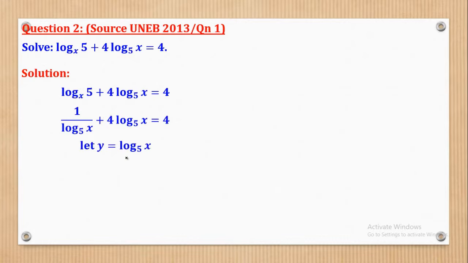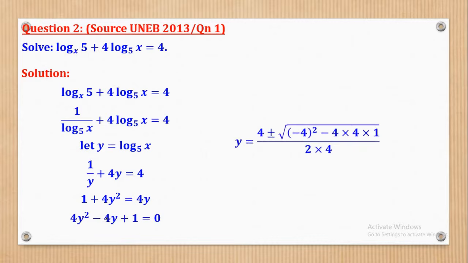Now from there we shall let y be equal to log base 5 of x, and substitute here and here to come up with this equation. Then multiply through by y to come up with that line, rearrange to get a quadratic equation in y. Then solve it using either factorization or bulldozer method. So when I use bulldozer method, the value of y will be y equal to 1/2.